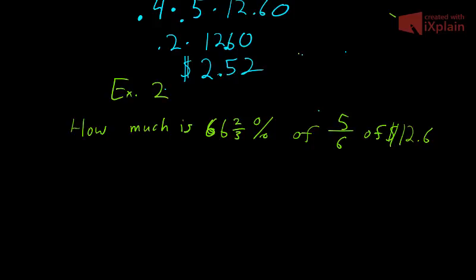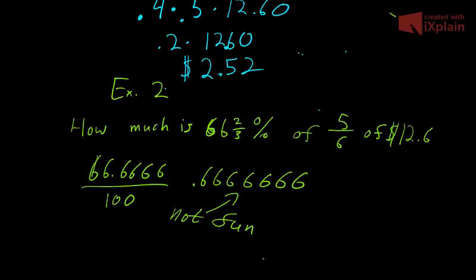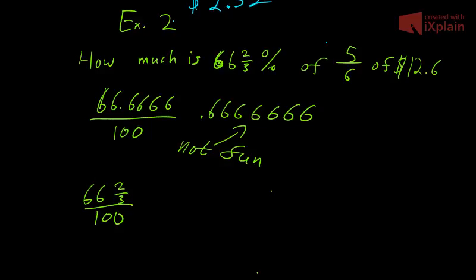All right, so looking at these, they are a little bit harder to get into a decimal. So if I do this right here, that'd be 66.6666 over 100, which would give me 0.666666, which is not fun to play with. So I'm not going to put it in decimals. Instead, what I'm going to do is make everything a fraction. So if I have 66 2/3 over 100, this actually simplifies to just 2/3. So 66.666 out of 100 is 2/3.